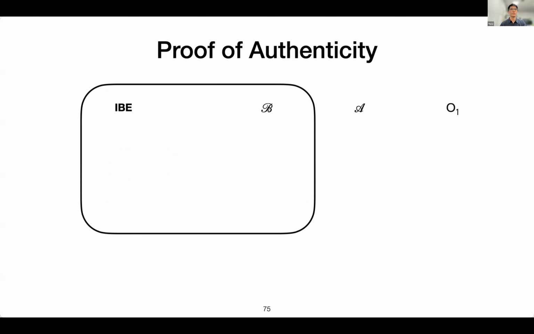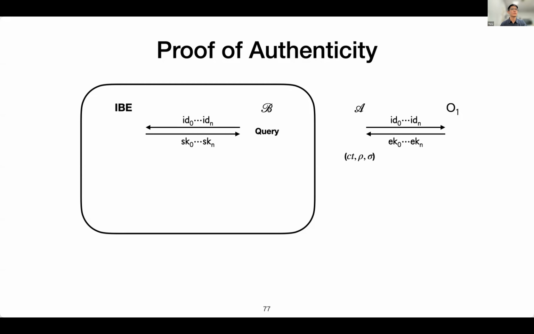After initiating the system, B sends some identities to the IBE for querying secret keys. At the same time, A sends the same identities to Oracle 1. Oracle 1 is the SKGen Oracle for querying encryption keys in IBME. Then A can output a target identity sigma with his advantage of breaking the authenticity of IBME.